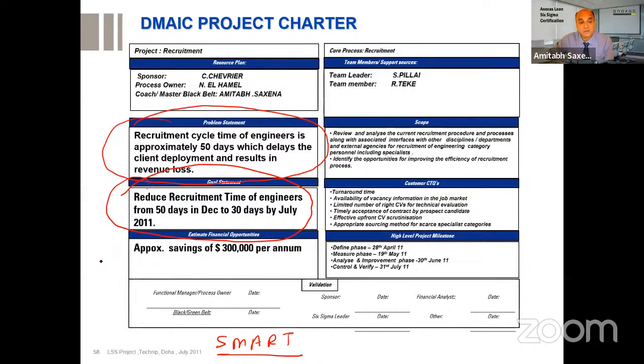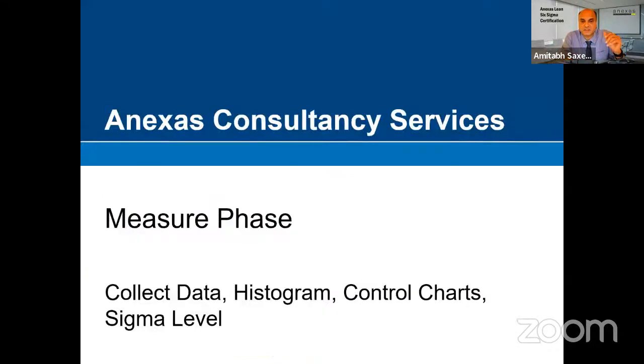And also, if I achieve that, I will be able to save some money for the organization. So that's what we are looking at, the savings. What are the savings we are looking at here? If I am able to recruit people fast, I'll save some good money for the organization, and you can write that. So these are the typical elements of a project charter.